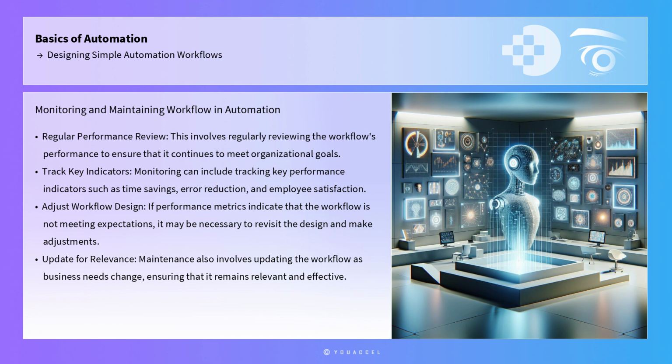Monitoring and maintaining the workflow is the final step in the automation process. This involves regularly reviewing the workflow's performance to ensure that it continues to meet organizational goals. Monitoring can include tracking key performance indicators such as time savings, error reduction, and employee satisfaction. If performance metrics indicate that the workflow is not meeting expectations, it may be necessary to revisit the design and make adjustments. Maintenance also involves updating the workflow as business needs change, ensuring that it remains relevant and effective.